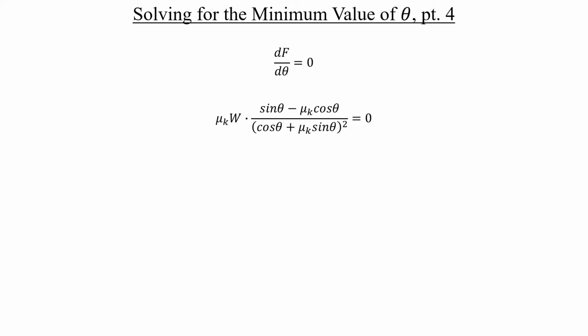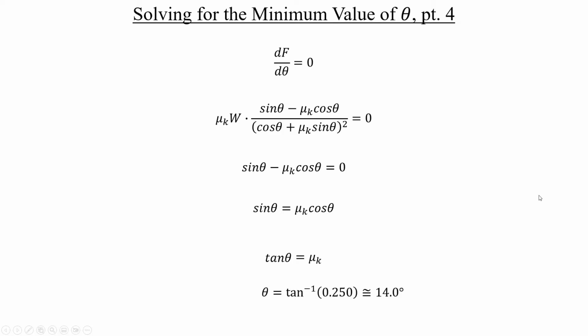And the 0 on the right-hand side makes this incredibly simple, because we can divide both sides by mu sub k times w, and multiply both sides by the denominator squared, which just leaves us with the numerator being equal to 0. Move the cosine term over to the right, and divide both sides by the cosine of theta, and now we're free to exchange this trig ratio here with tangent, like this. Take the tangent inverse of both sides, and finally we have our angle. However, we're not quite done yet. Sorry to say.